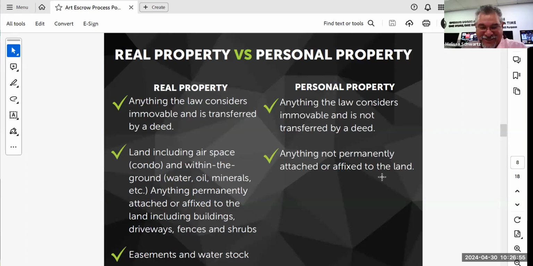I haven't seen it. Real property versus personal property. Real property is anything the law considers immovable and is transferred by deed. Land, including airspace, condo, and within the ground, water, oil, minerals, anything permanently attached or fixed to the land, including the buildings, driveways, fences, and shrubs, easements, and water stock.